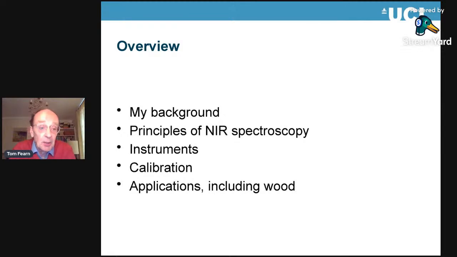So I'm going to talk a bit about where I'm coming from, a bit about the underlying ideas of NIR spectroscopy, show you a couple of pictures of instruments, talk about the calibration, which is really the area I'm most familiar with, and then a bit about applications, including something about wood, but that will be, like most of it, fairly superficial. But anyway, let's get going.